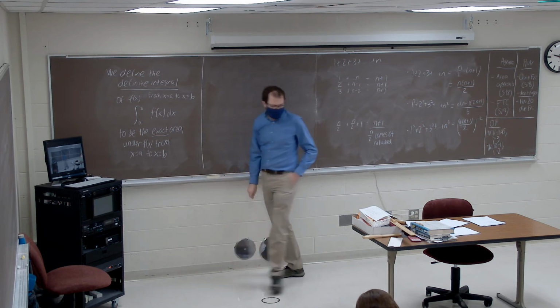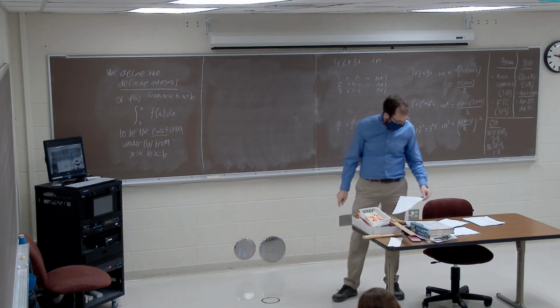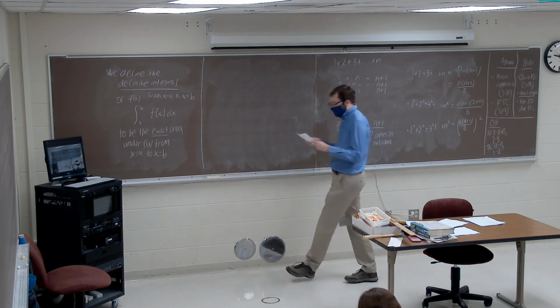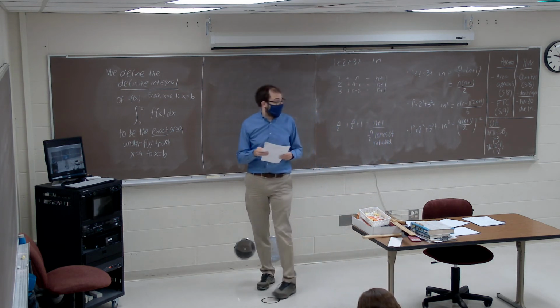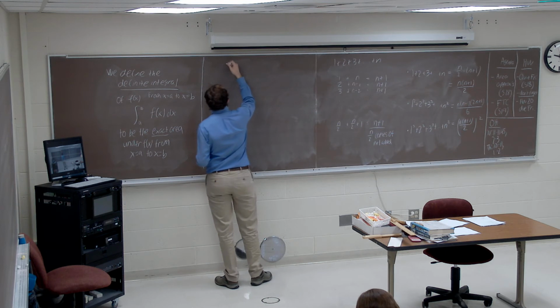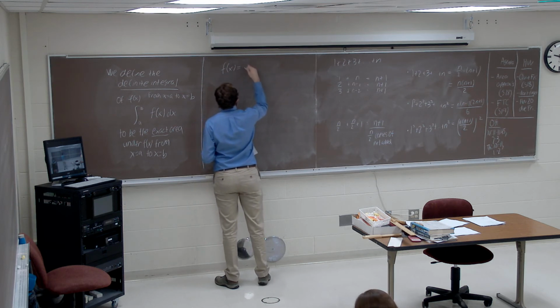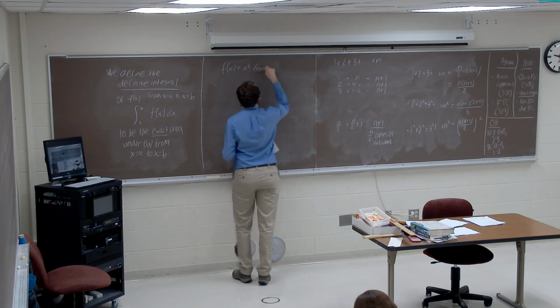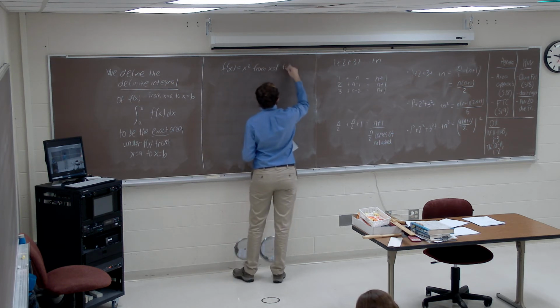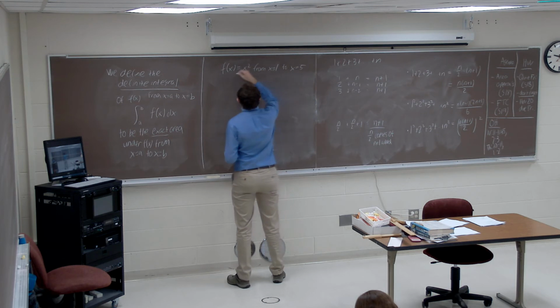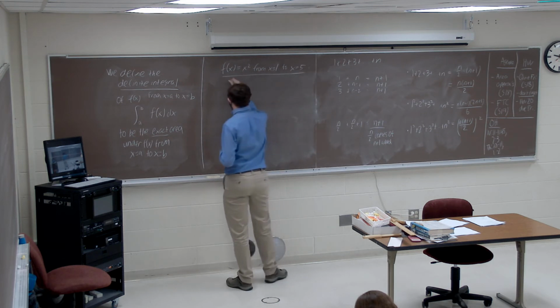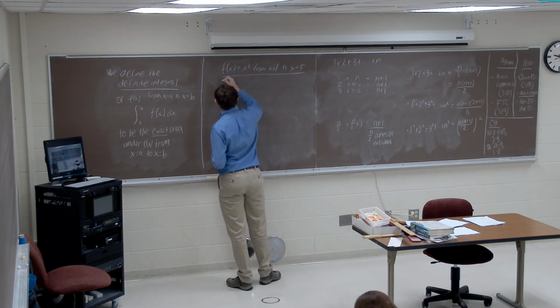So let's do an example. And I want to go back to Josh's favorite example from yesterday, when he wanted to know why we are using these numbers. Let's look at f of x equals x squared from x equals 1 to x equals 5 again.